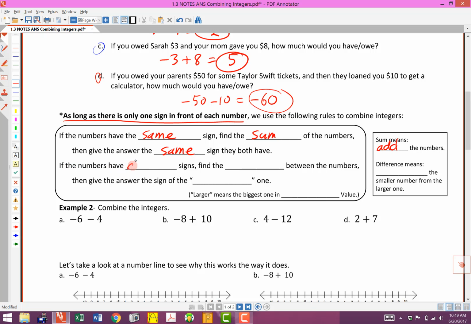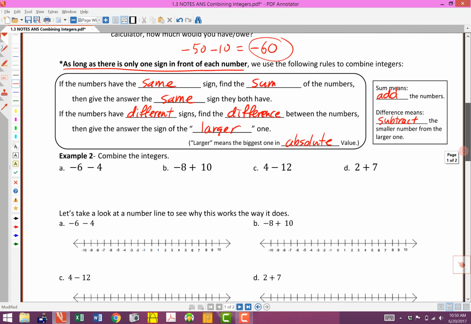Now, if the numbers have different signs, so write the word different in here, if they have different signs, we find the difference between the numbers. And when we say difference, you might remember that difference means we're going to subtract. So we subtract, and we're going to do this in a particular way. We're going to subtract the smaller number from the larger one. Okay, and then give the answer the sign of the larger one. And when we say larger in this particular case, I have that in quotation marks, because when we say larger, what we mean is the biggest one in absolute value. Which one's the biggest one if you just covered up the sign and they were both positive? Okay, so absolute value.